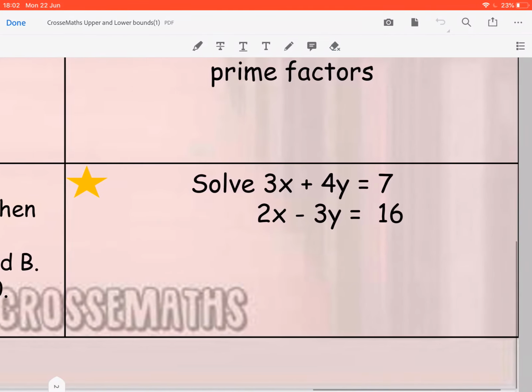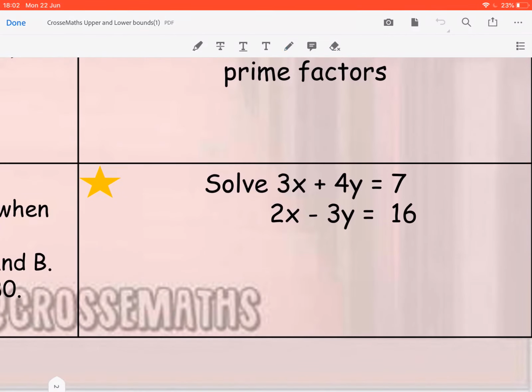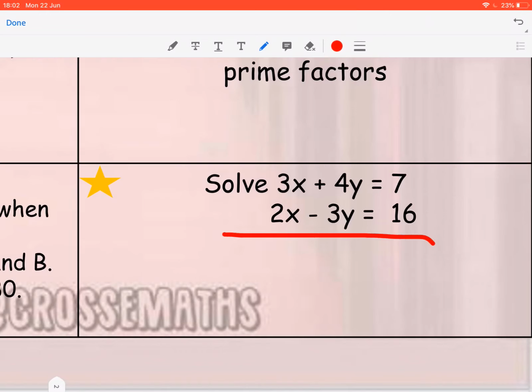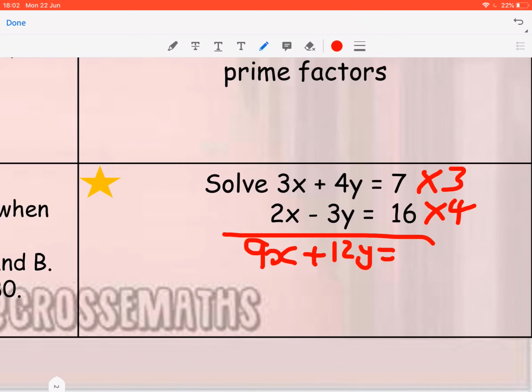Right, last one, very last one, then we can move on to some actual work that we want to do today. So, simultaneous equations, okay, you want to make the y's the same. That's always my suggestion. Try and make the y's the same because it'll make it easier in the long run. I'm going to make the two y values into a 12. So I'm going to times the top by 3, I'm going to times the bottom by 4. If I times the top by 3, I end up with 9x plus 12y equals 21. And the bottom by 4, I end up with 8x, take away 12y, equals 64.